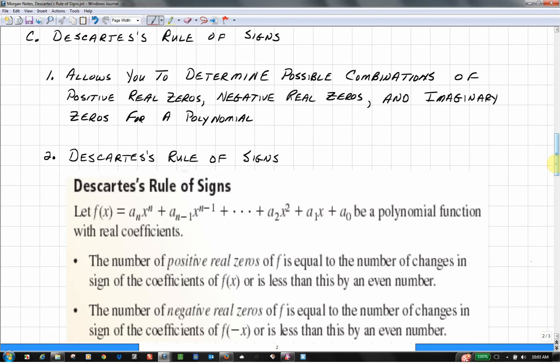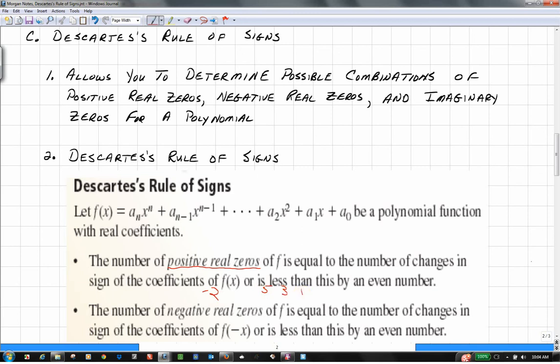It says that to find the potential number of positive real zeros, I'm going to take a look at the coefficients when the equation is written in standard form and count up the number of sign changes that I have. And the number of real positive zeros will be that number of sign changes, or less than that by an even number. When it says less than that by an even number, it says just keep subtracting 2. So, for example, if I had 5 sign changes, the number of positive real zeros I could have could be 5, or maybe it's 3, or maybe it's 1.